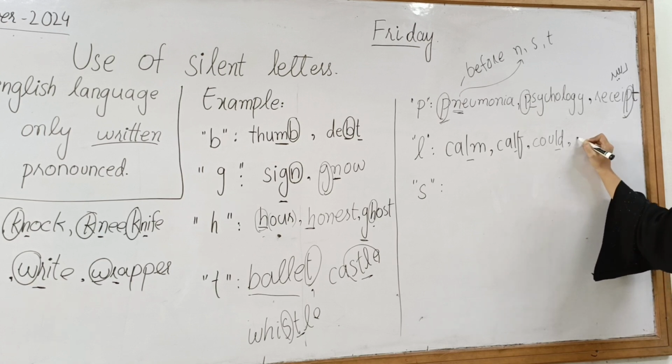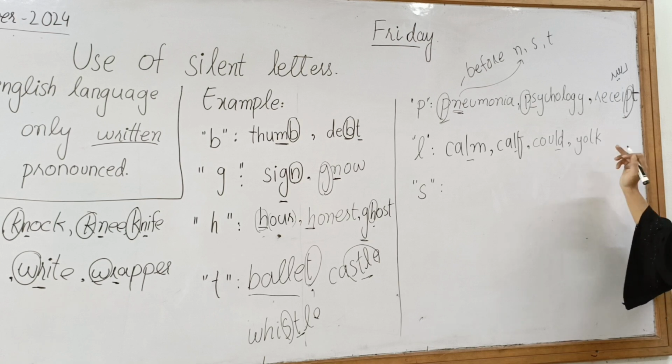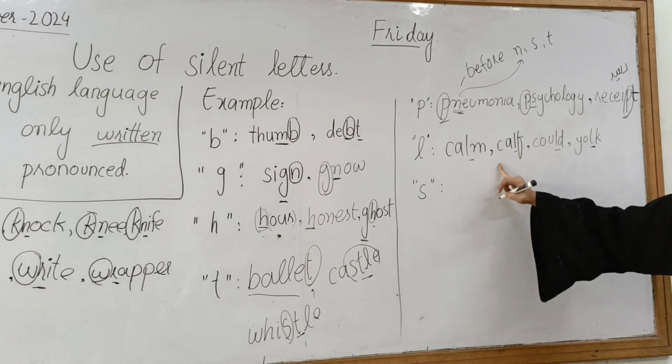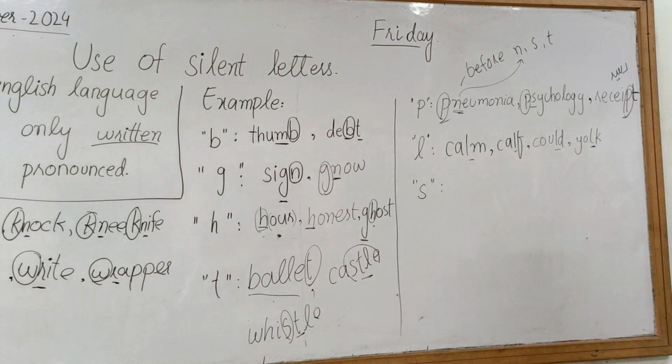And then we have the word yolk. It's not pronounced with the L. This is the yellow part of an egg. It's yolk. Okay, L is silent. Calm, calf, could, yolk. And then we have our last letter of the day, S.